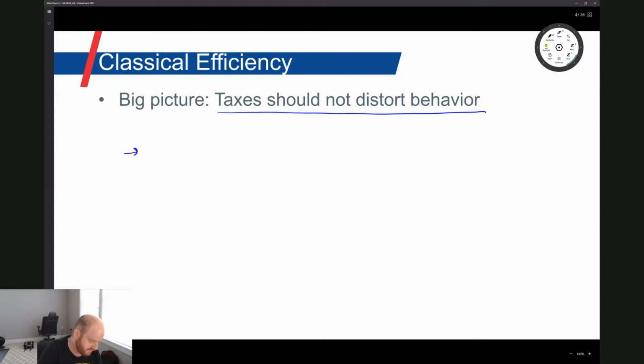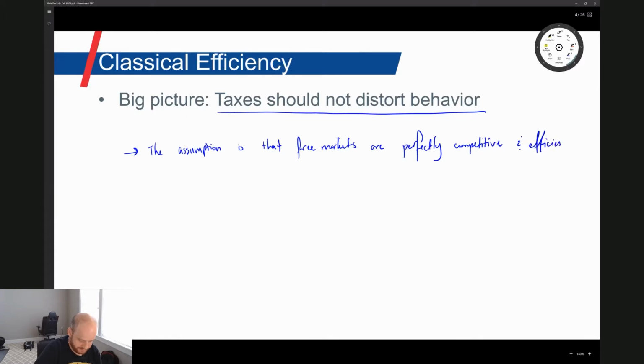We start off with the assumption that free markets are perfectly competitive and efficient.